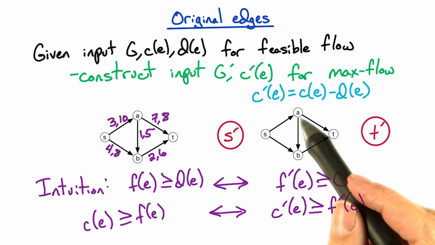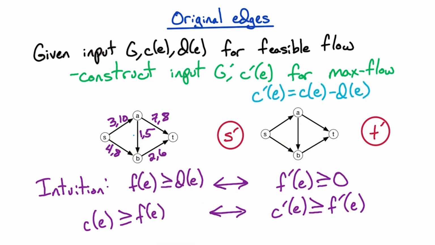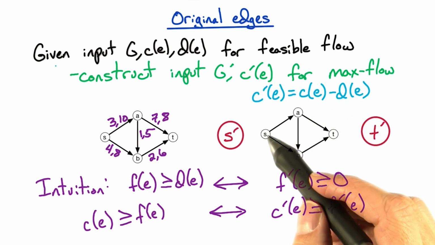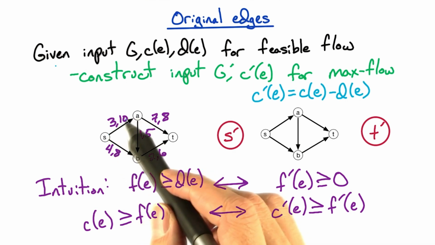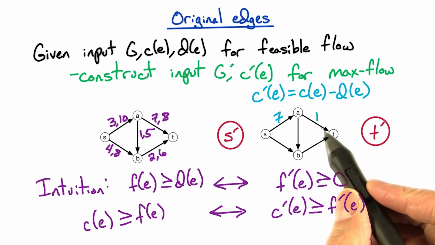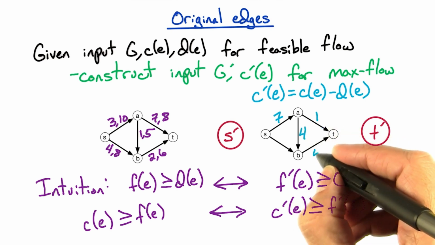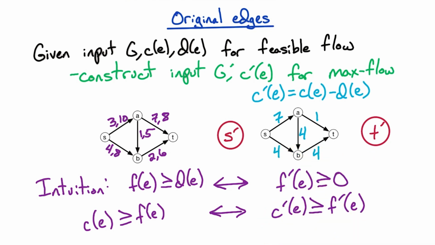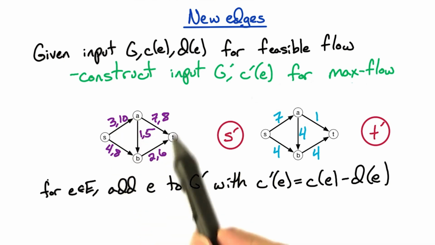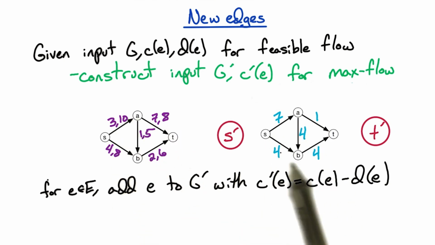So the capacities along these edges, which were edges in the original network, will be the original capacities minus the demand. So whereas this edge from S to A originally had capacity 10, now it'll have capacity 7. This edge will have capacity 1, 4, 4, and also 4. So what we've done so far in our reduction is for each edge in the original network G, we've added that edge to this new network G prime, and the capacity of that edge in the new network is the original capacity shifted by the demand.